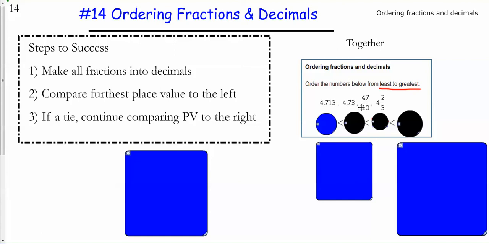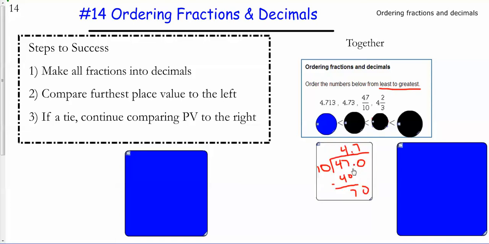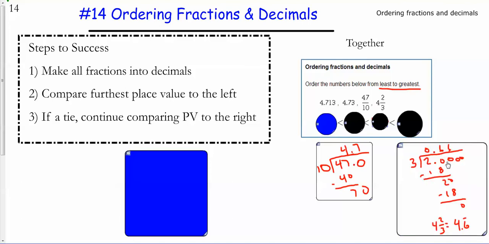So I'm going to deal with 47 tenths first. So if I do 47 divided by 10, I get 4 and 7 tenths. Then I'm going to make 4 and 2/3 into a decimal. Now, since there's already a whole number there, I'm just going to worry about the fraction. So 2 divided by 3 is 6 repeated. So 4 and 2/3 equals 4 and 6 repeated.